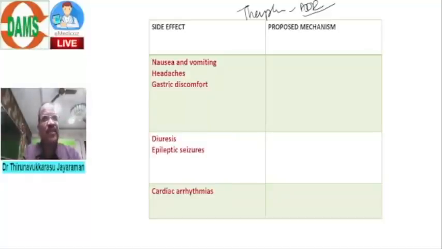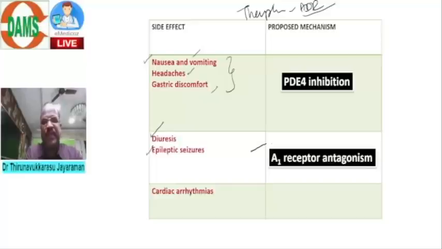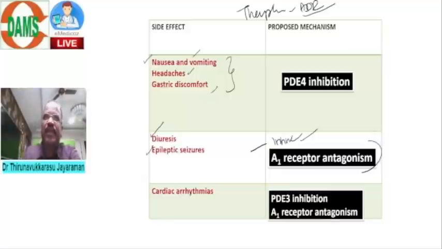And also you should know the reason for each adverse effect. Nausea, vomiting, headache, gastritis: these are all due to inhibition of PDE4. Whereas theophylline may cause the adverse effects of diuresis and seizure because of inhibiting the adenosine receptor, that is, adenosine antagonist action. Theophylline may also cause arrhythmia. That is because of PDE3 blocking as well as adenosine receptor antagonist action, so this may contribute to the arrhythmia problem. So different adverse effects have different mechanisms of action.